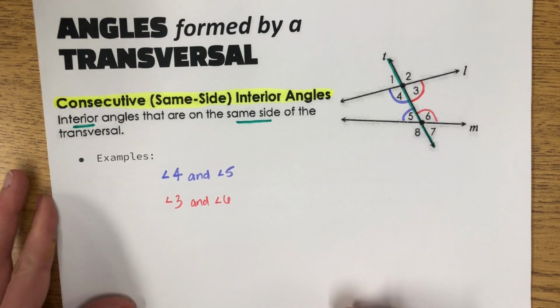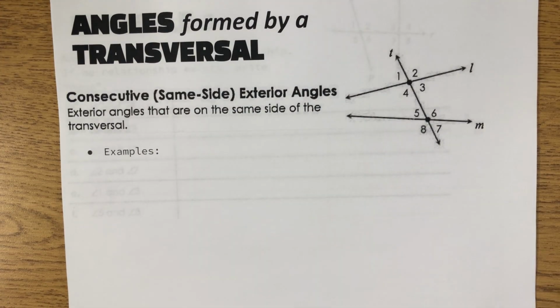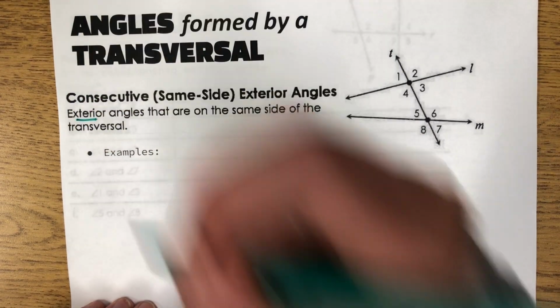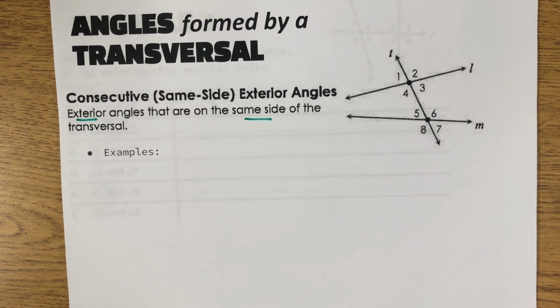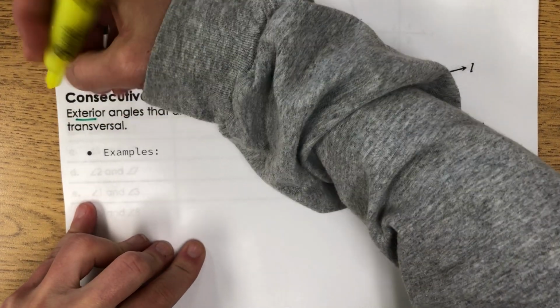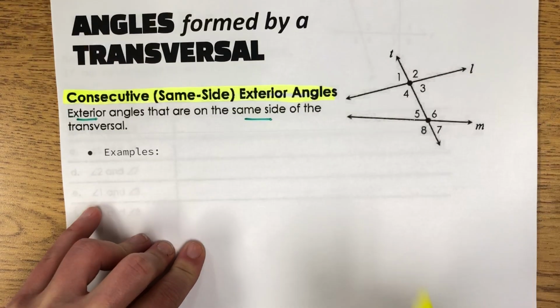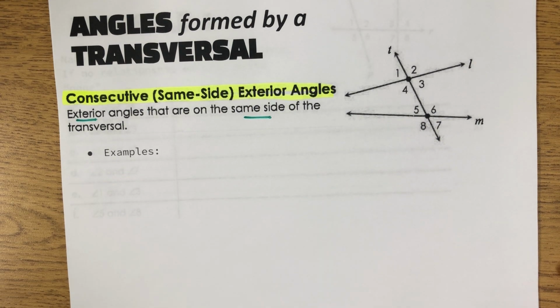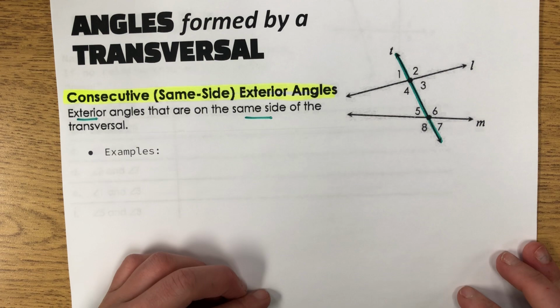Okay. So let's look at the last one, consecutive exterior, and you can imagine what that means. Exterior is on the outside, or the exterior of the angle, and the same side of the transversal. So I'm gonna go ahead and highlight my consecutive exterior angles. Let's identify the transversal, labeled with a T. So I'm gonna draw the line outlining that.